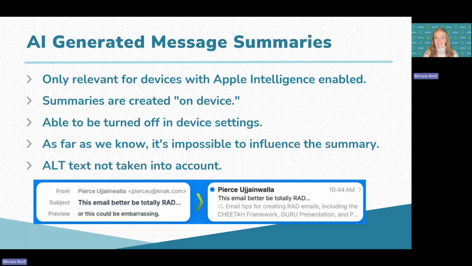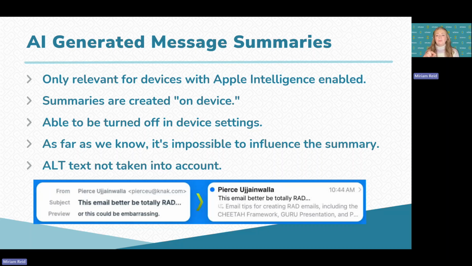Last but certainly not least, we're going to be talking about AI generated message summaries. So one thing to note is that this is only relevant for devices with Apple Intelligence enabled. So that's only going to be kind of the latest versions of Apple devices. I believe iPhone 15 and above. But this will replace your preview text. So summaries will be generated by AI of what your email contains, and that'll replace the preview text for that email.